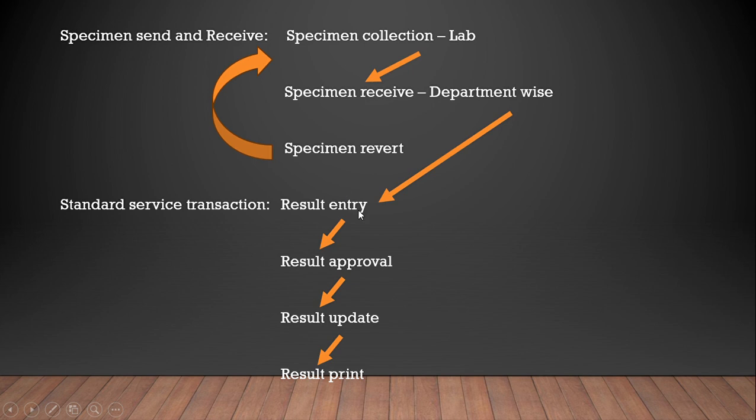Once it comes to result entry, from result entry it will go to result approval. Means once the results are entered, all the parameters are entered, it will go to result approval. Once it is approved, it will go to update and print.